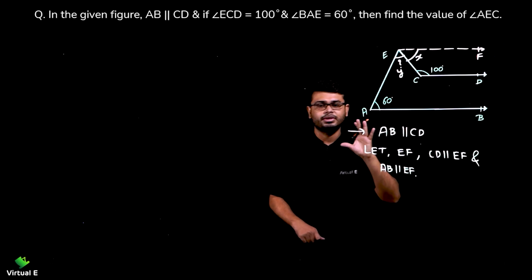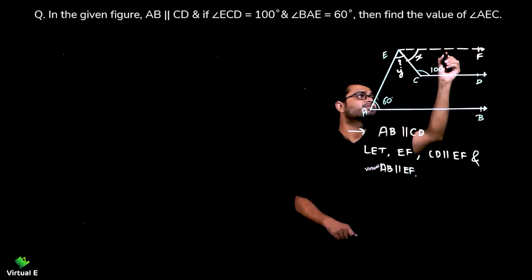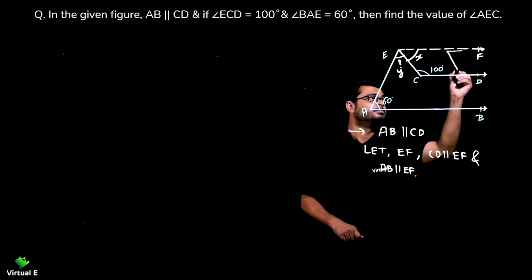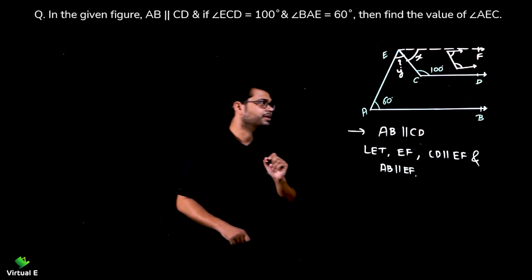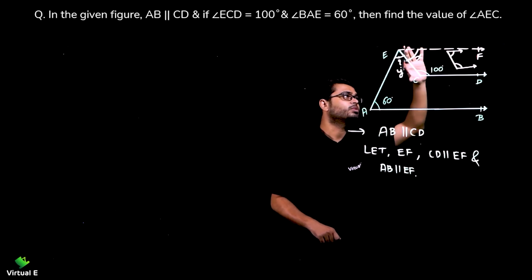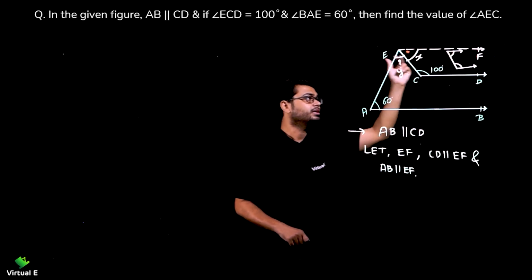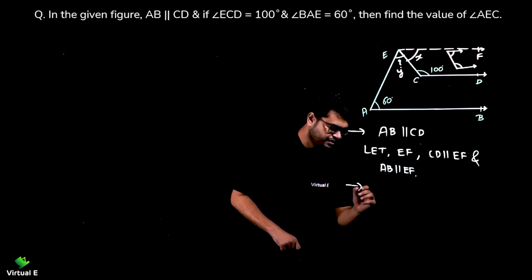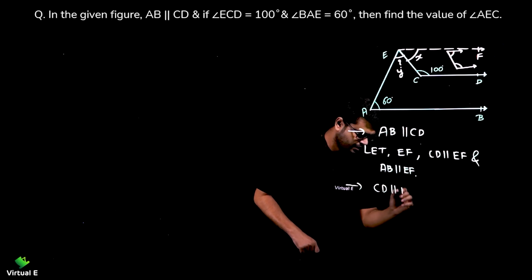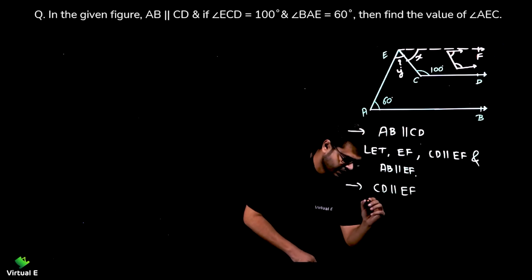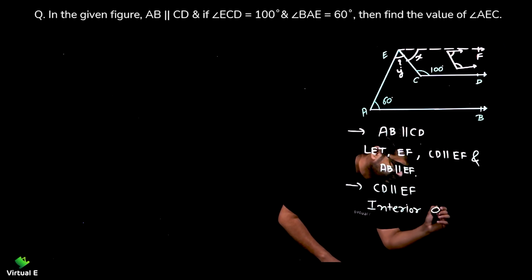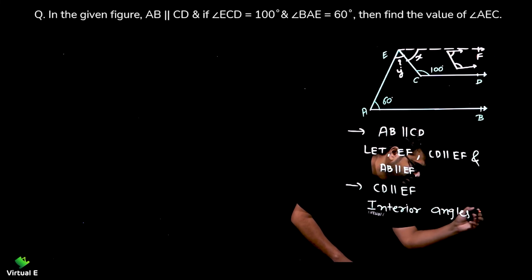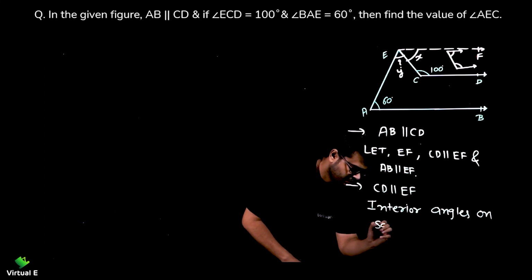So what I will be doing, you can see this is forming C, right? So it means that IASS interior angles on same side. Both of them are interior because they are between these two parallel line, which is EF and CD. So let's write here CD parallel EF, and let's mention interior angles on same side.